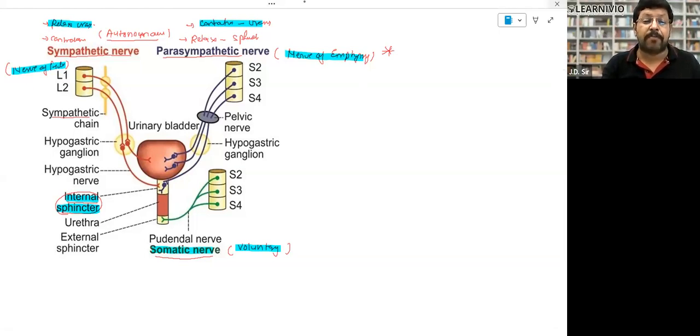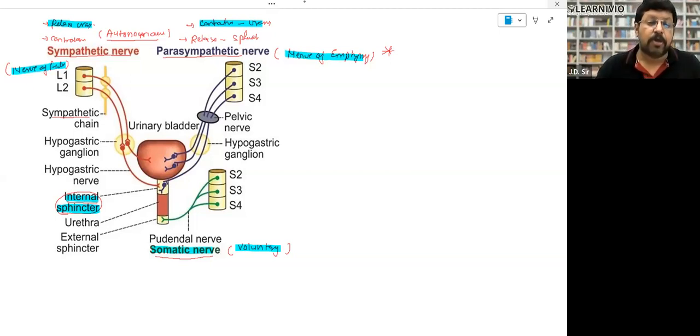Parasympathetic is called the nerve of emptying. Now the urinary bladder is full. Now what will happen? It will relax the sphincter, right? Relaxing means the sphincter will open, right? And it will be responsible for contraction of the urinary bladder. So pressure will be generated, and then the internal sphincter will open, right? The external sphincter is controlled by a somatic nerve, right? This is voluntary. We have already discussed that.